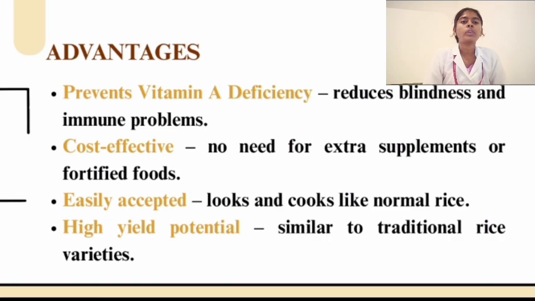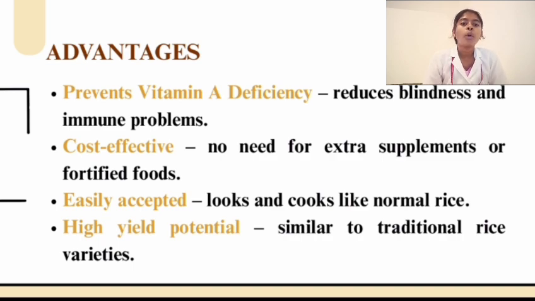Next, we will discuss the advantages of golden rice. Firstly, it prevents vitamin A deficiency. Golden rice contains beta carotene, which the body converts into vitamin A. This helps to prevent blindness, especially in children, and also strengthens the immune system.